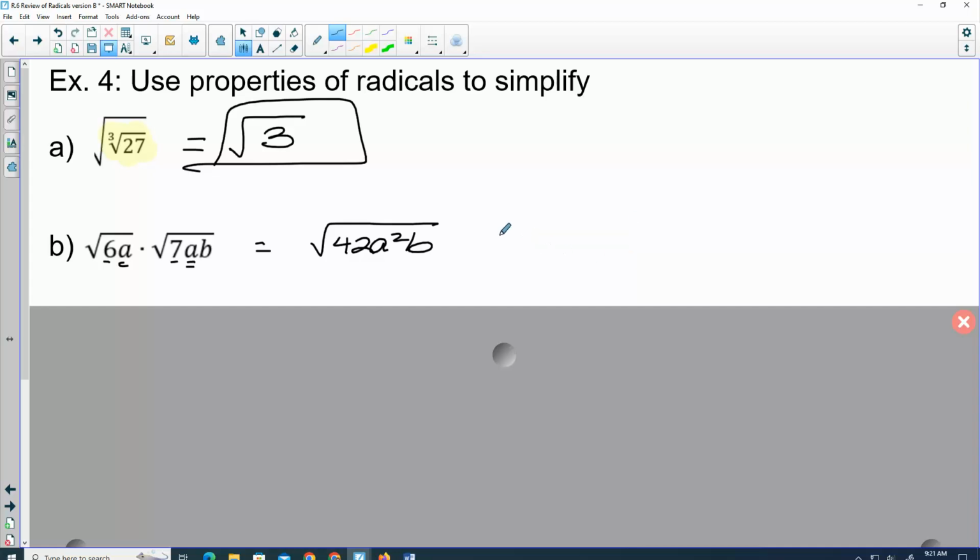If I have A squared, what would come out? An A comes out and none left over, and we only had one B, so it just stays under the radical.